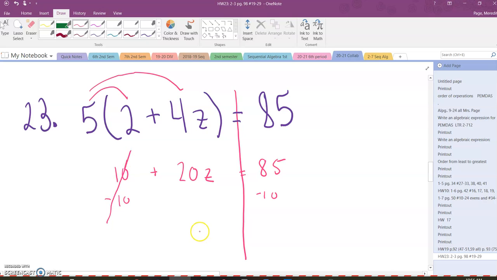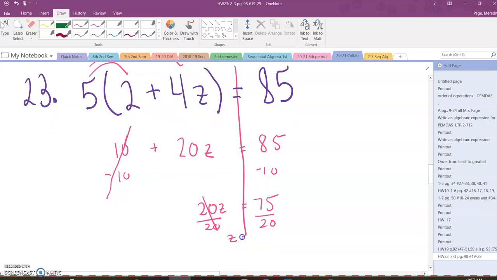Cross out the 10s. You end up with 20z equals 75. Now remember, that's 20 times z, okay? So then the opposite of times is to divide. So I'm going to divide both sides by 20. Cross off that. Z is equal to 3.75, and decimals are okay.